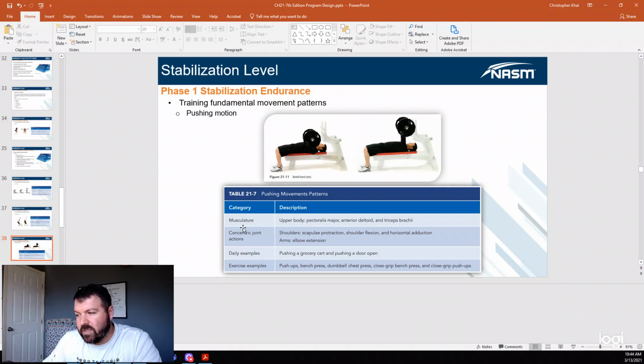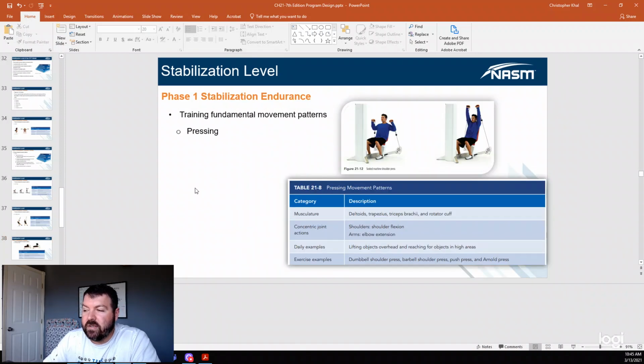All right, pushing. Okay, so musculature. This is the bench press: pec major, anterior deltoid, triceps brachii. Joint action: scapular protraction, shoulder flexion, horizontal adduction, and then elbow extension. The daily examples: pushing a grocery cart, pushing to open a door, whatever it is. Exercise examples: push-ups, bench press, dumbbell bench press, close grip bench press, close grip push-ups, whatever it is, some kind of pushing motion. It's a little bit more fun for a lot of individuals, especially guys, to get that bench. It's just a good push exercise. It's really important to have at least one push exercise per workout.